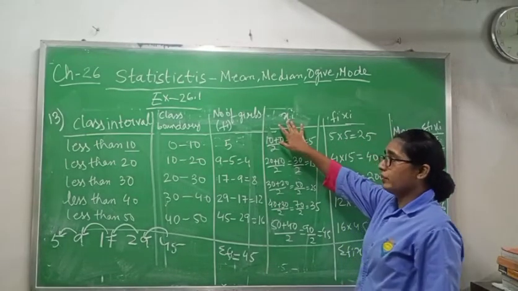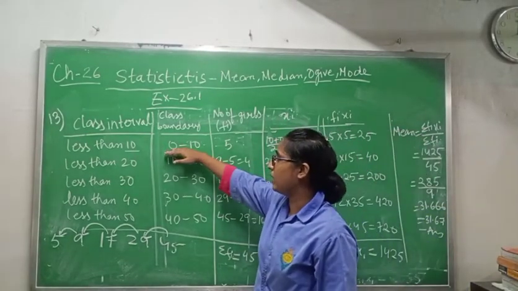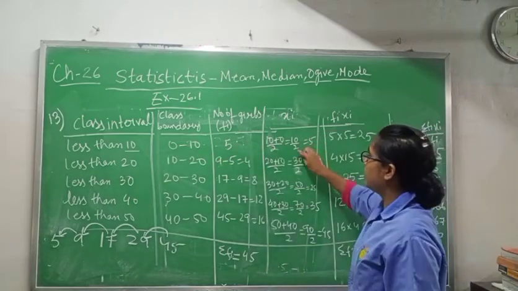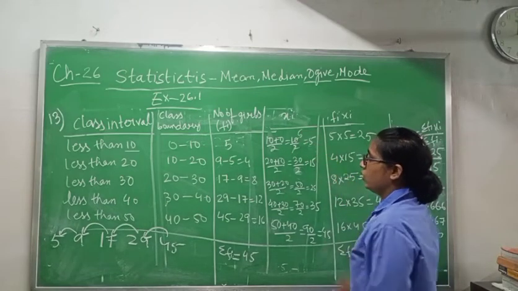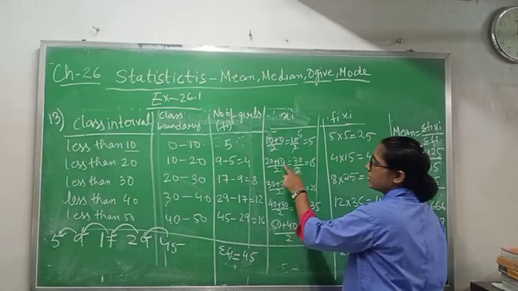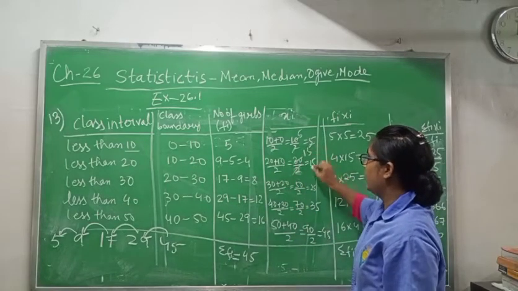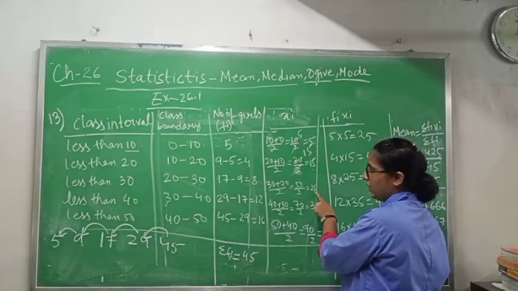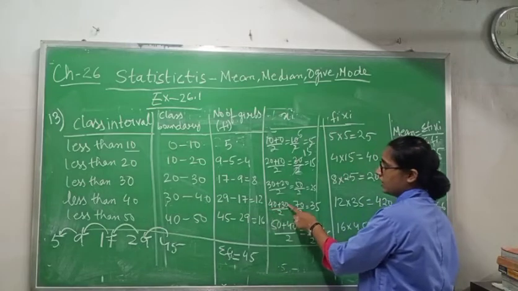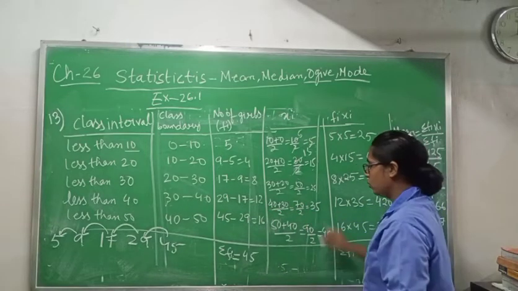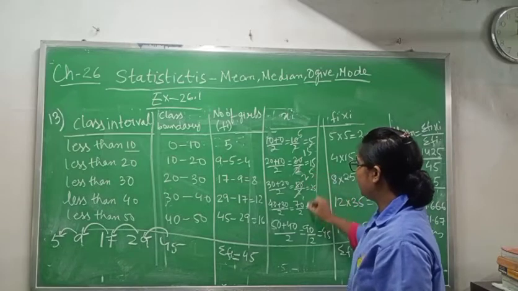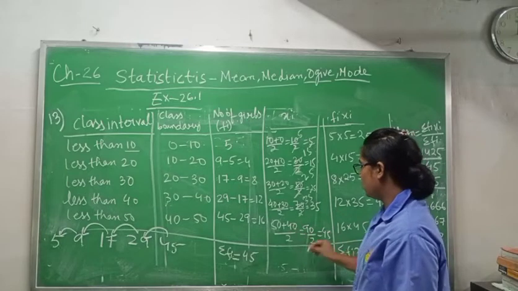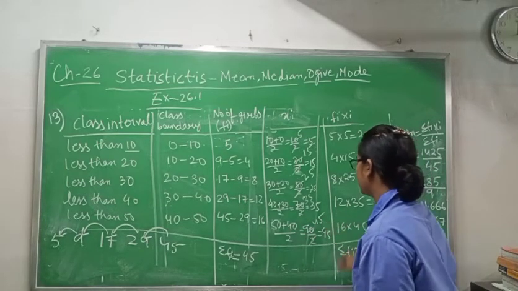Now xi, you will find xi by seeing this class boundary. Class boundary 0 to 10 means 10 plus 0 by 2, so it will come 10 by 2, that is 5. 10 to 20 means 20 plus 10 by 2, 30 by 2, you will get 15. Then 20 to 30 means 30 plus 20 by 2, 50 by 2, 25. Then 30 to 40 means 40 plus 30 by 2, 70 by 2, you will get 35. Then 50 plus 40 by 2, 90 by 2, 45.